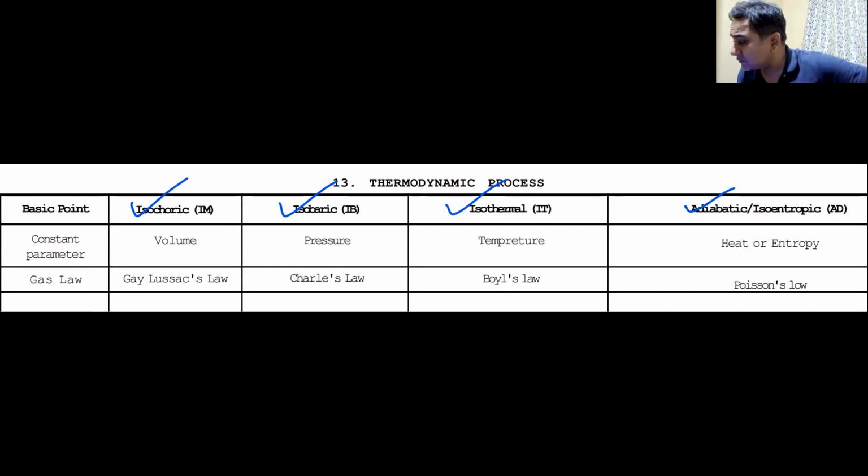If you can draw this, fine; if you don't draw it, you have to remember this from your sheet. Everything is given in the sheet. We'll do the adiabatic process, which is also known as the isentropic process, in the next class, and then we'll discuss this entire table. Everything that we have done is given in one table. So your entire thermodynamics will be on one page. That would be done in the next class.